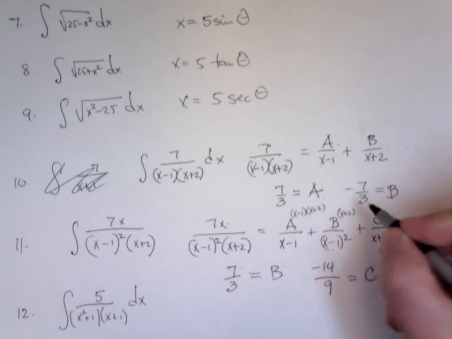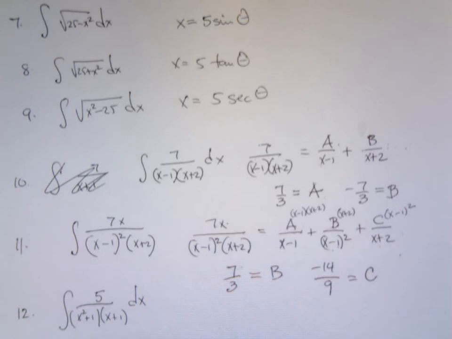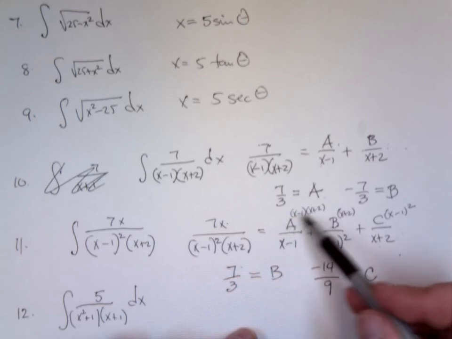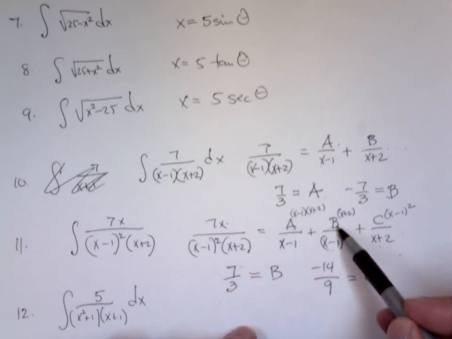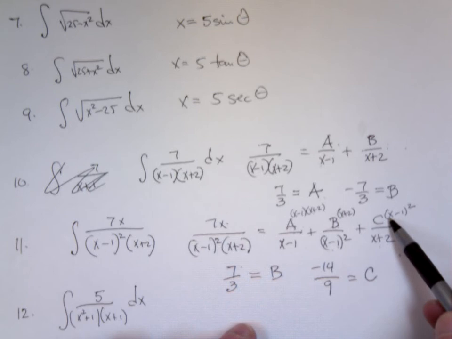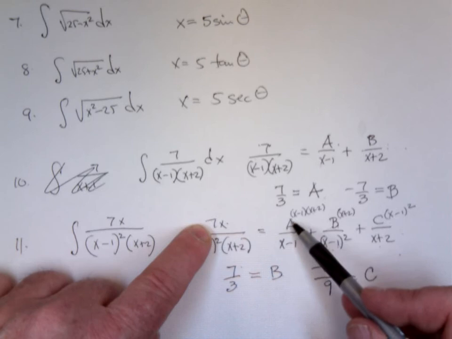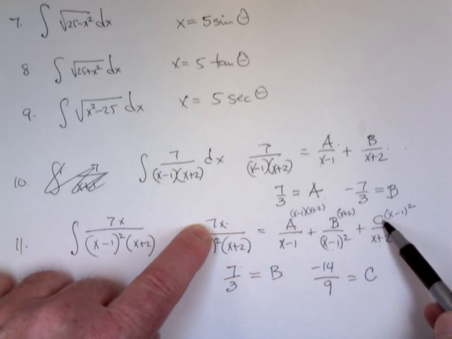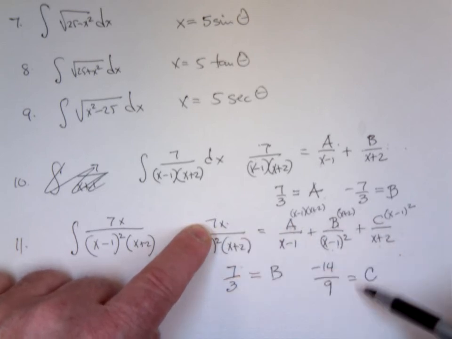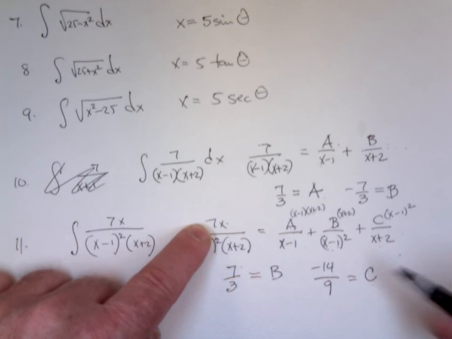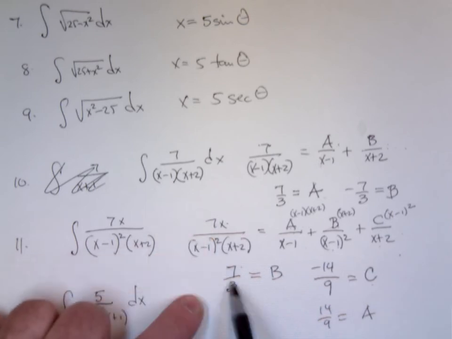The c gets multiplied by an (x − 1) squared. I would look at the x squared terms. I have an ax squared. I don't have any bx squared, but I do have a cx squared. I have no x squared terms over here. That tells me that a plus c is 0. If c is negative 14/9, then a will be 14/9. They must add up to 0. Therefore, the sum of these constants is 7/3.